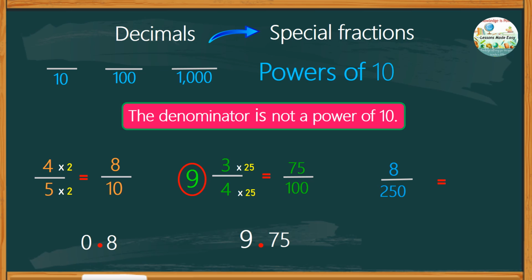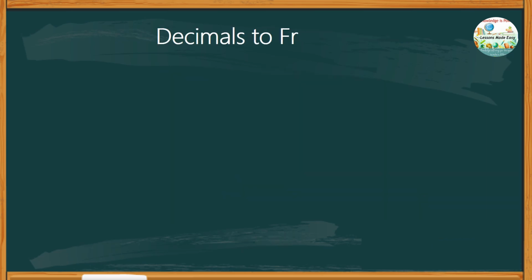Finally, 8 over 250. The denominator 250 can be multiplied by 4 to get 1000. Do the same with 8. Multiplied by 4, we get 32. And 32 over 1000 can be converted to 0.032.